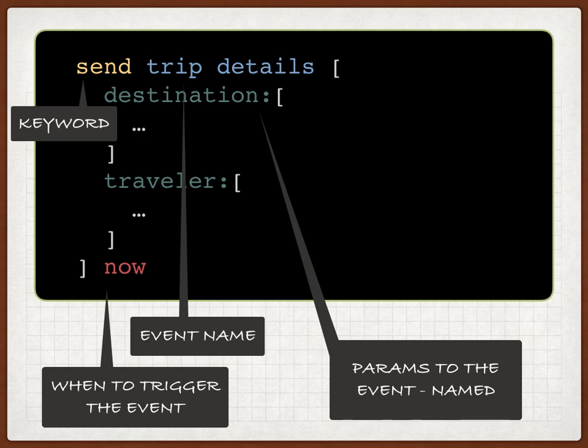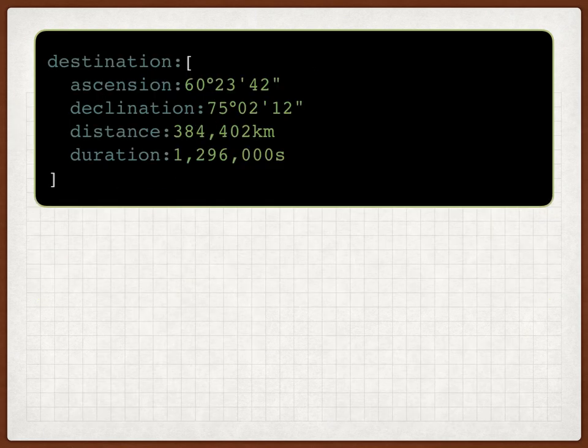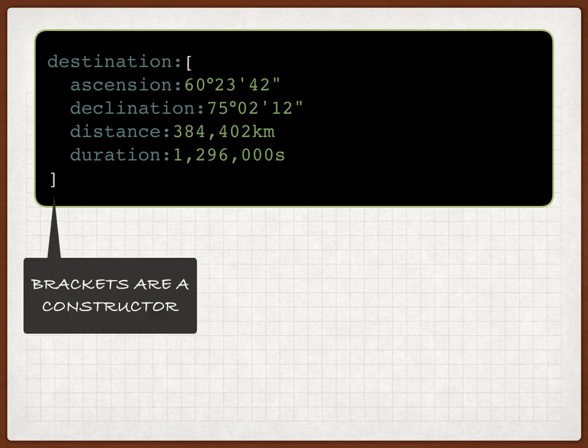All right, so what's going on inside these parameters? Let's look at this construct here. This is a little unusual. Again, it looks like a hash table, but it's actually not. These brackets indicate a parameter list. And in this case, they're a constructor of sorts, right? The documentation for the trip details event says that the destination parameter is of type destination. And destination is made up of an ascension and a declination, both of which are angles, a distance, which is a distance, and a duration, which is a time.